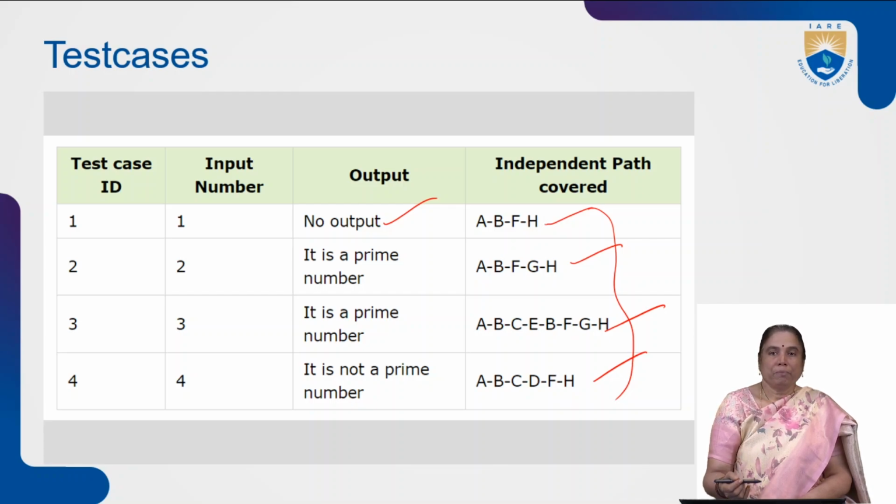In this way, basis path testing is used for complete coverage: branch coverage, loop coverage and statement coverage, as well as optimization of code by eliminating the repetitive tasks.